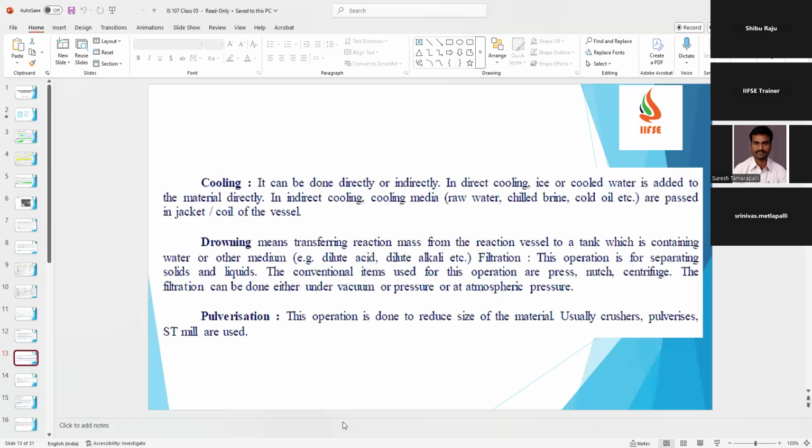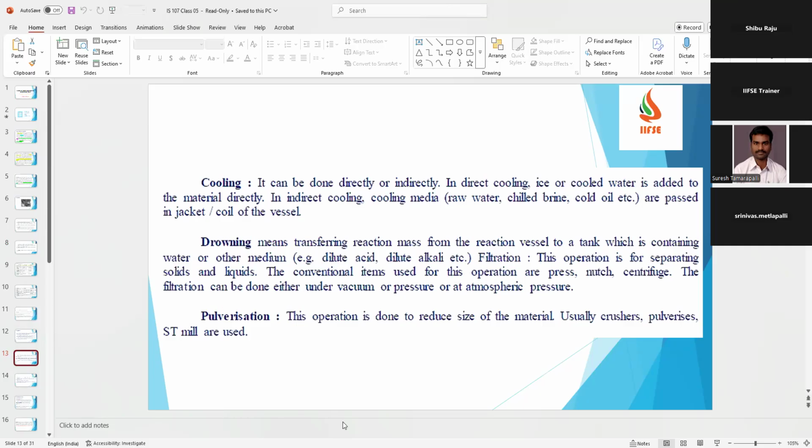Then cooling, so it is another unit operation. It can be done directly or indirectly. In direct cooling, ice or cooled water is added to the material directly. In indirect cooling, the cooling media, such as raw water, chilled brine or cold oil, is passed through the jacket.